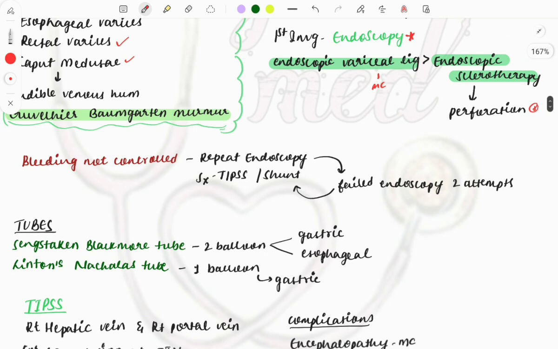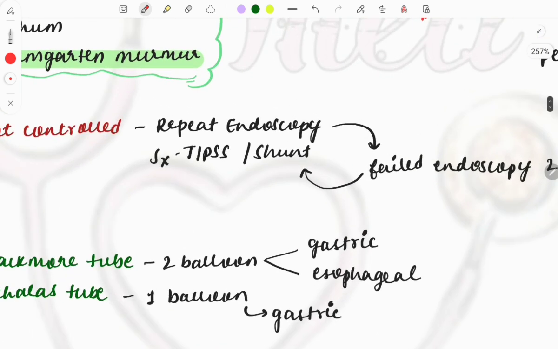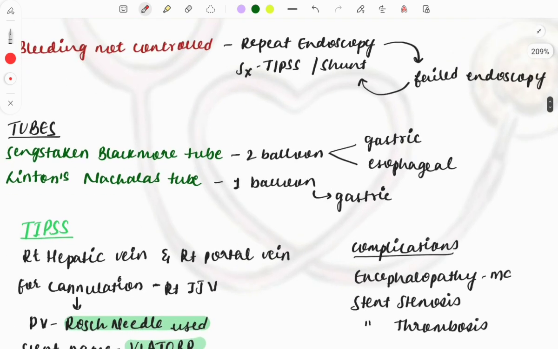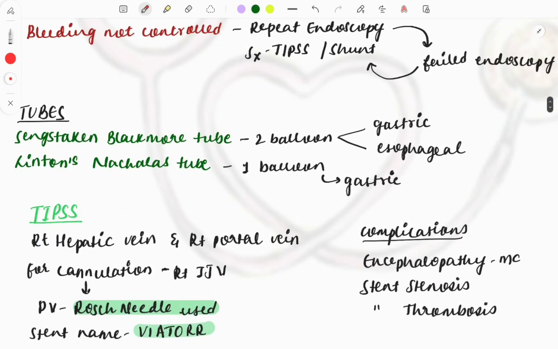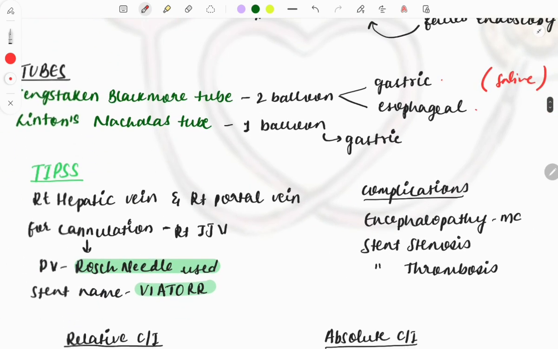Okay, then if bleeding is not controlled, we will repeat the endoscopy, and if endoscopy fails 2 times, then we will use the shunt or the TIPS. So these are the 2 tubes which are used in this situation. Sengstaken-Blakemore tube has 2 balloons, one gastric balloon and one on the esophageal side. We will inflate this balloon with saline to stop the bleeding, and the other tube is the Linton-Nachlas tube. So look at the images, because an image based question can be asked on this. Till now they have not asked, but who knows, they may ask in the future.